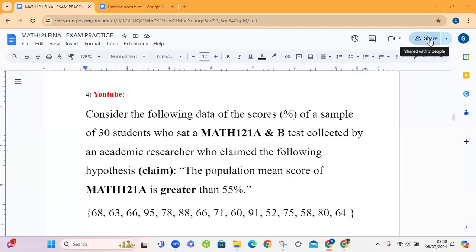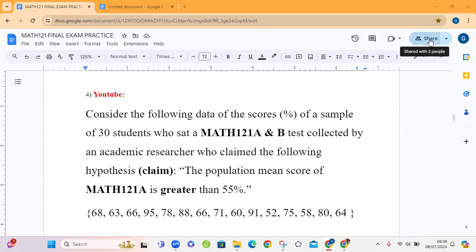Here we are going to take a look at question number 4. It says, consider the following data of the scores in percentage of a sample of 30 students who sat a Math 121 A and B test. So it appears that there are two groups, A and B, 30 students in all, it appears 15 each.